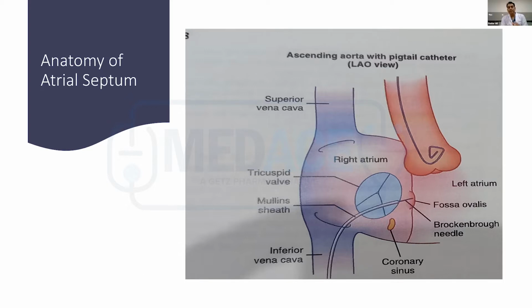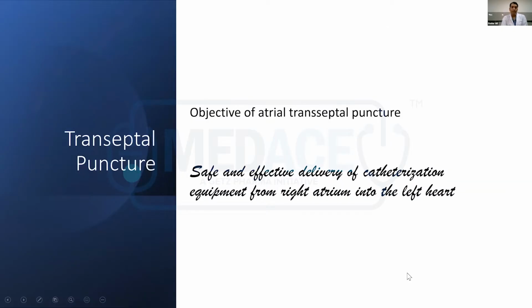So we are talking about this anatomy of the septum. As I told you, this is a continuation of the aortic wall, and one should be very careful regarding the position and the presence of the aorta in the upper part of the interatrial septum. Again, the relation of the superior vena cava and inferior vena cava to the septum should be very much in mind. Okay. What is the objective of this atrial transseptal puncture? It is basically the safe and effective delivery of catheterization equipment from the right atrium into the left heart.